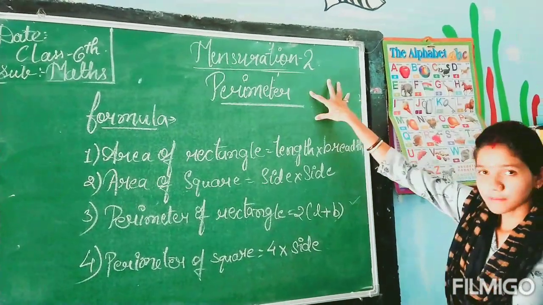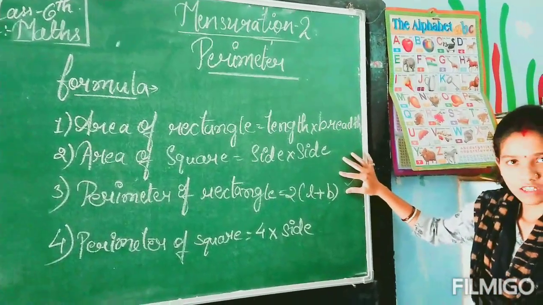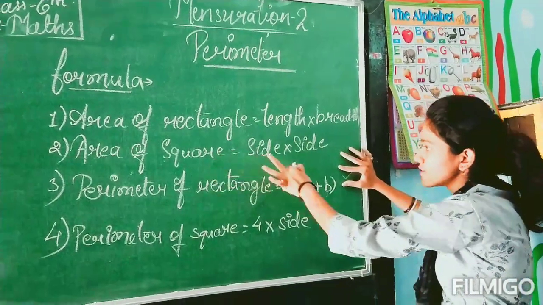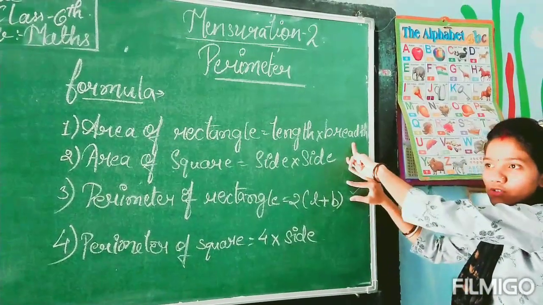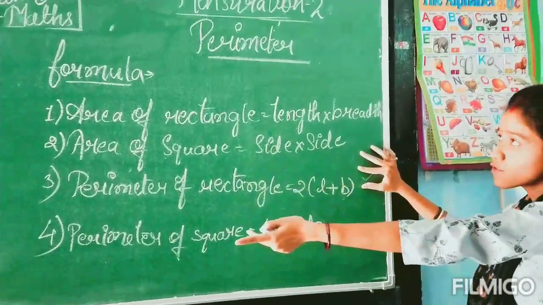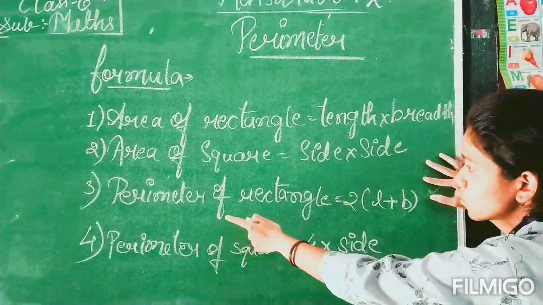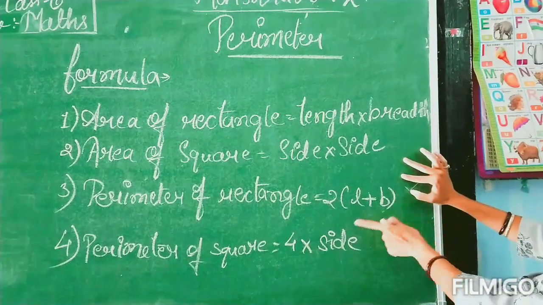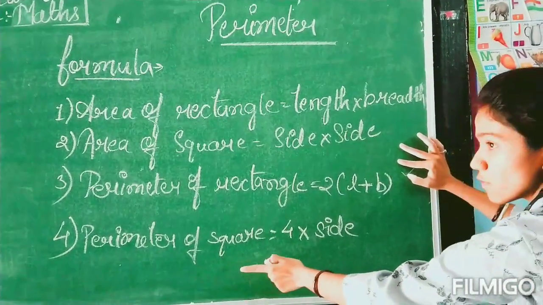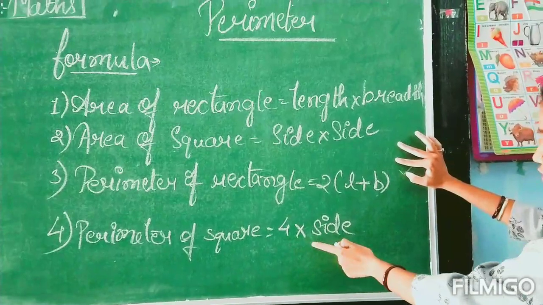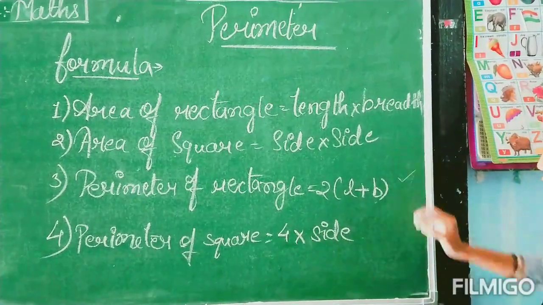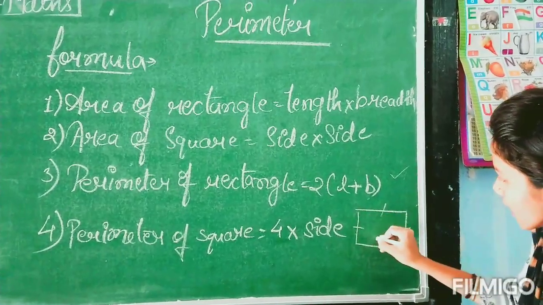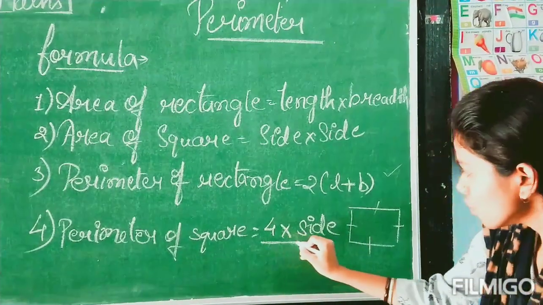Mensuration part 2, perimeter. There are 4 formulas available in this chapter. Area of rectangle, length into breadth. Area of square, side into side. These 2 formulas you have studied in the previous mensuration chapter 1 also. Then 2 new formulas are perimeter of rectangle, 2 into length plus breadth in brackets. Then perimeter of square is equal to 4 into side. Why 4? The square has 4 sides, that's why we take 4 into side.